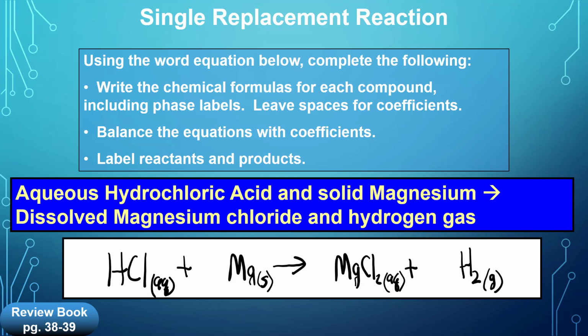Now we need to balance this. We see that there is only one hydrogen on the reactant side, but 2 on the product side. I'm going to put a 2 in front of the HCl. That also takes care of the chlorines. And actually, we are done. That is balanced.